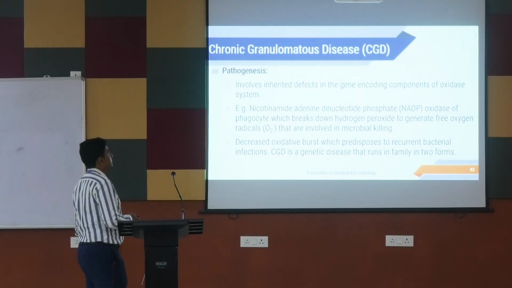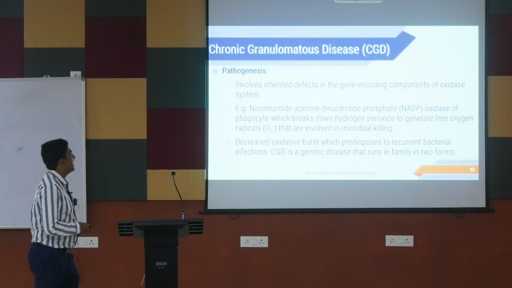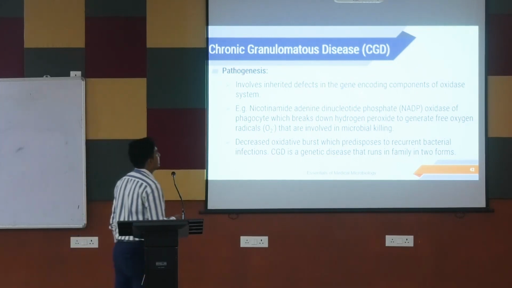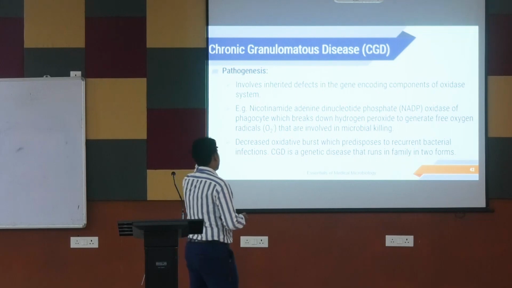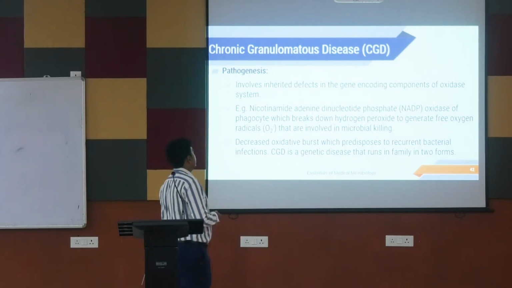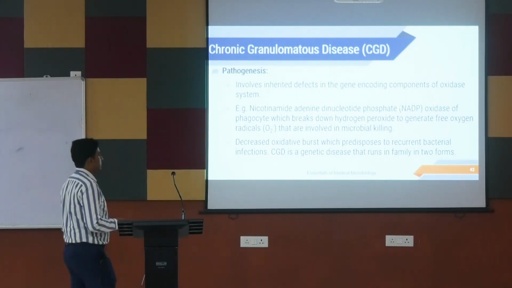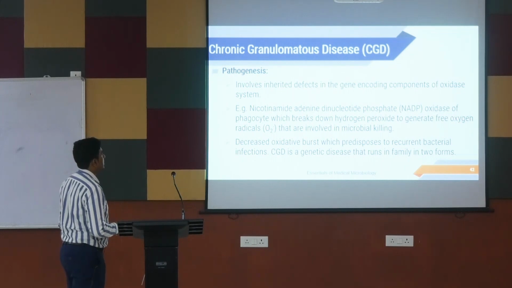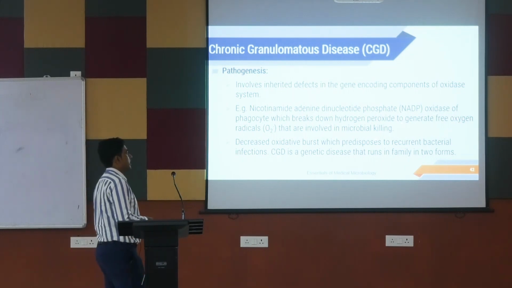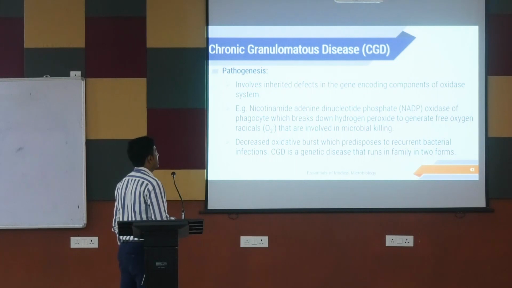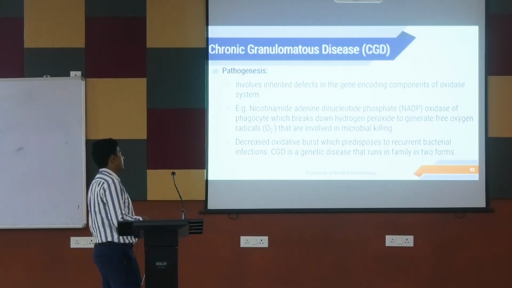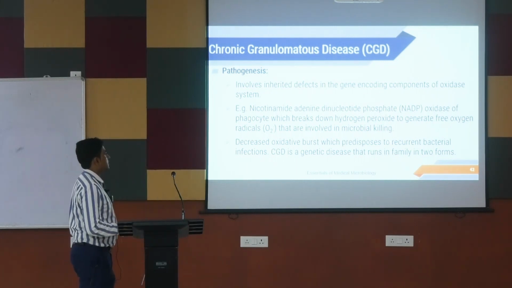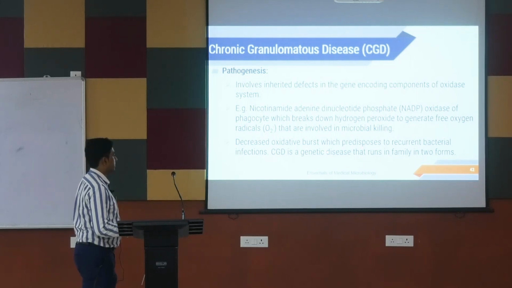ক্রনিক গ্রানুলোমাটাস ডিজিজ প্যাথোজেনেসিস কিভাবে হচ্ছে? Involves inherited defects in the gene encoding the components of the oxidase system, like nicotinamide adenine dinucleotide phosphate oxidase of the phagocytes, which breaks down the hydrogen peroxide to generate the free oxygen radicals that are involved in microbial killing. Decreased oxidative burst predisposes to recurrent bacterial infections.